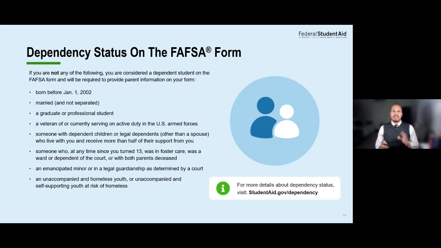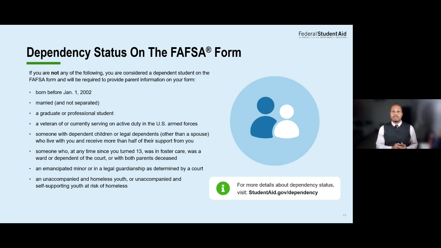Now, when we're navigating through the FAFSA form, another question that we get a lot is, am I an independent or a dependent student? So we wanted to put some information on the screen just to help you navigate that. Now, when we determine whether or not you're independent or dependent, we're looking to see, did a person answer yes to any one of the items on your screen?